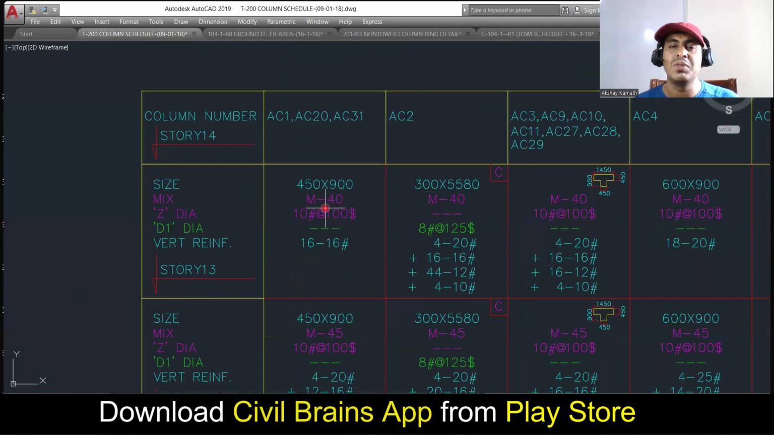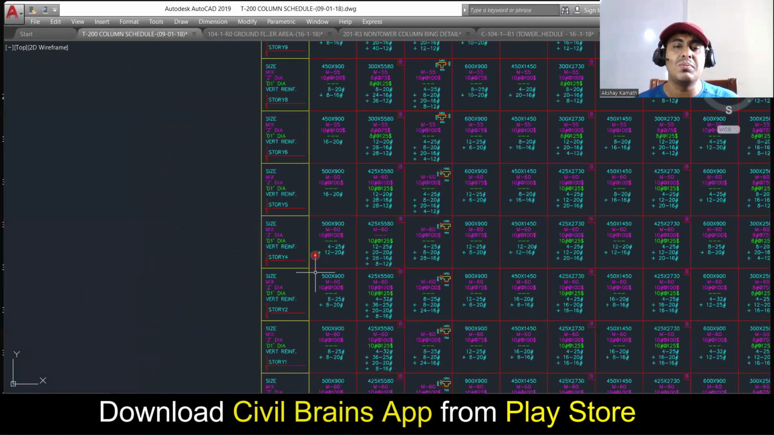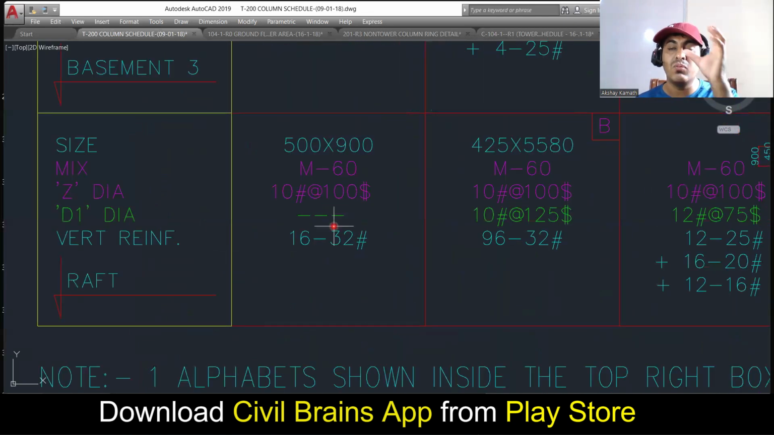Why will that happen? Usually your axial load will be more at the lower floor. As you go upwards, what will happen? The axial load on the column will be less. Since the column is a compression member, if you increase the grade of the concrete in the column, your load carrying capacity is going to increase. So that is the reason: in the basement level and so on, more axial load is coming, so you require more capacity of the column. Since the column is a compression member, we increase the grade of the concrete.